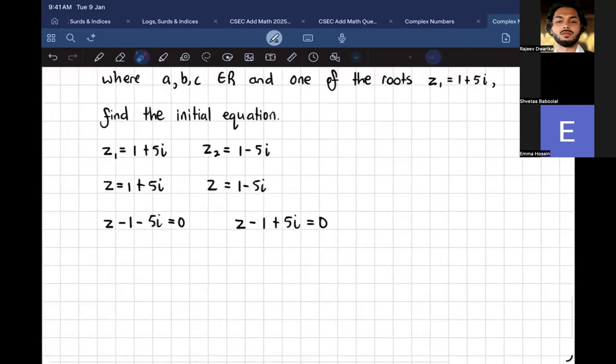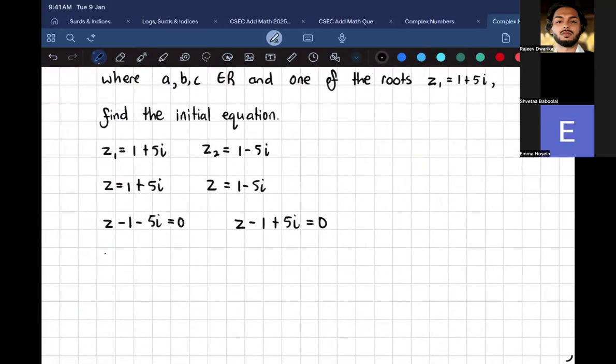So, Shweta, if I want to find the equation, all I would do now, I would write what? What do you think is my next step?